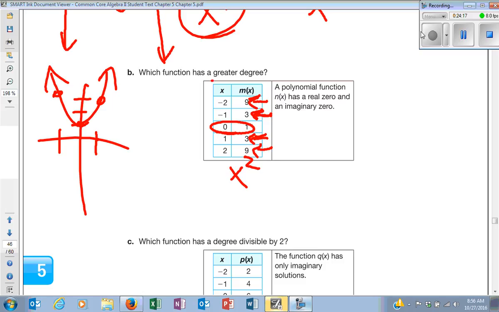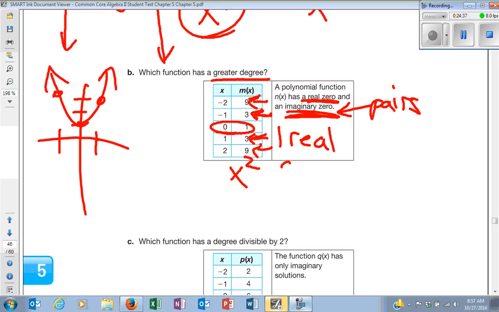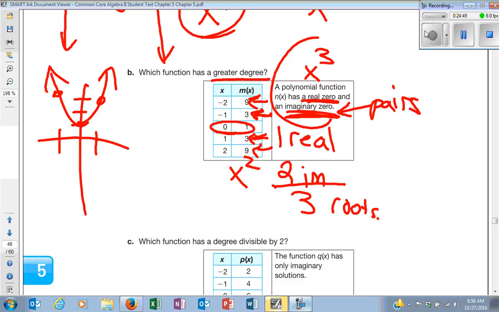So which one's going to have the greater degree? Well, this has 1 real 0 and it has an imaginary. We also know that imaginaries have to come in pairs, which means I have 1 real. Since I know they come in pairs, I have 1 real. I have to have at least 2 imaginary, which means I have a total of 3 roots. If I have 3 roots, then this thing has to be x to the 3rd power at minimum. So this polynomial is going to have the greater degree.